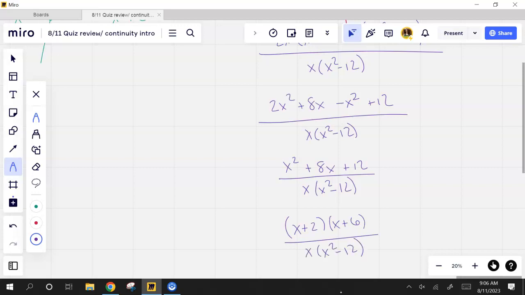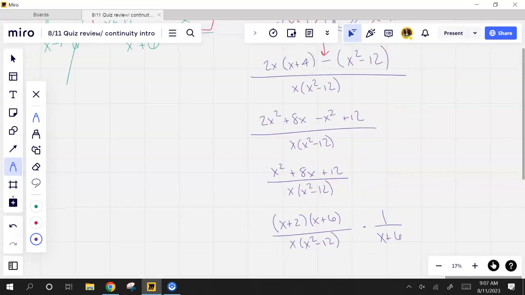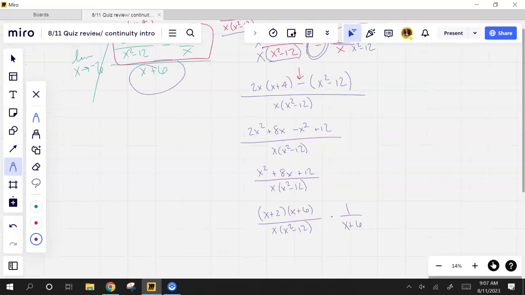Now I'm going to multiply by the reciprocal. 1 over x plus 6. Do you see where the magic happens? Yes. The bottom, this whole bottom was x plus 6, so I did 1 over x plus 6. That cancels. So I got x plus 2.